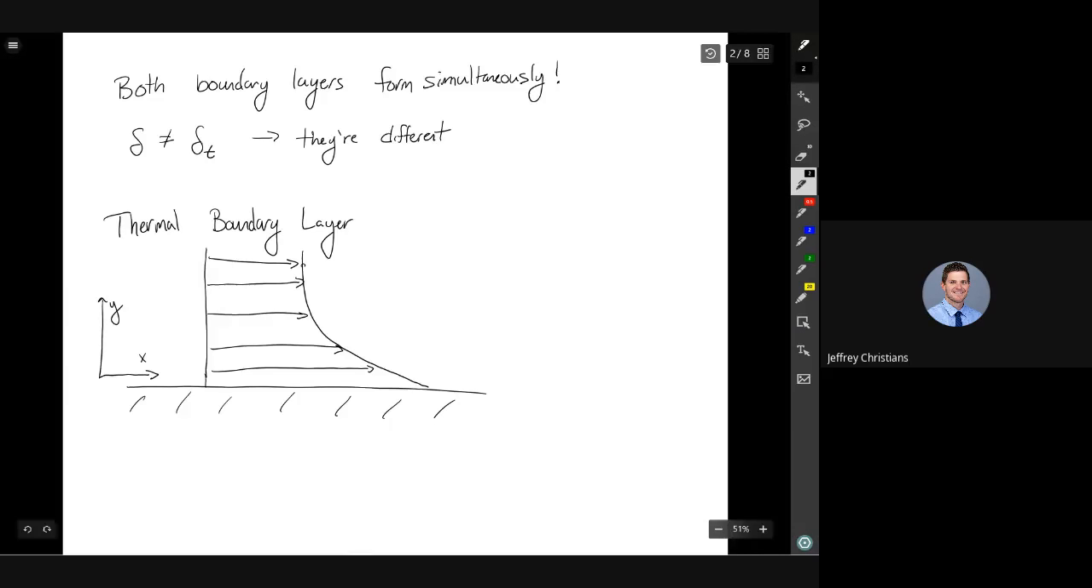All right, so up here, our temperature is really far away, T infinity. So we haven't felt the effects of the surface yet. We're still at the initial temperature. Down here, our temperature is T surface.